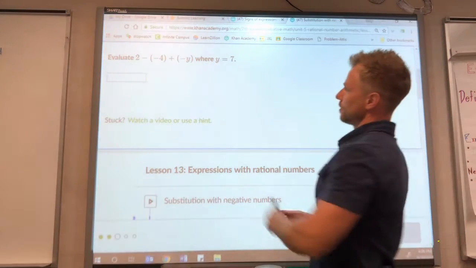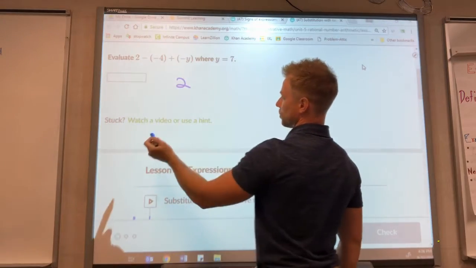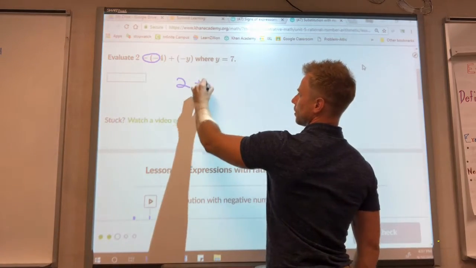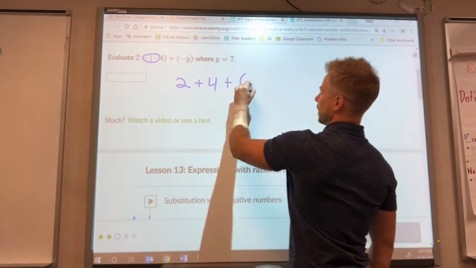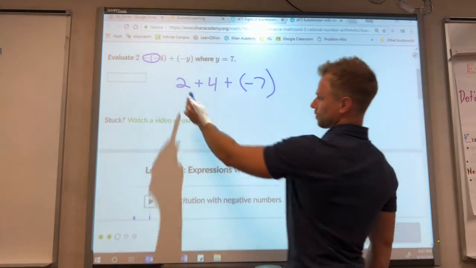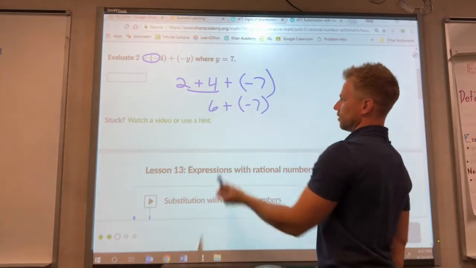Okay, so they're telling us here that y equals 7. So in place of y, we can put 7. We're going to take care of these two negatives that are right next to each other. Those turn into a positive, and then we have plus a negative y, which is a negative 7. So we can add 2 and 4, gives us 6, plus negative 7.